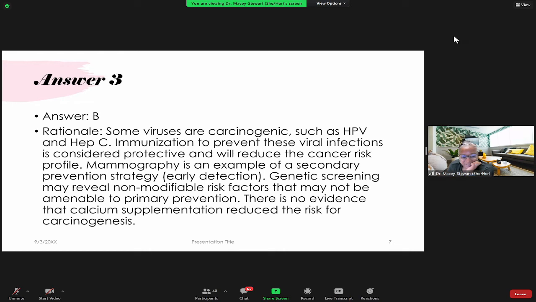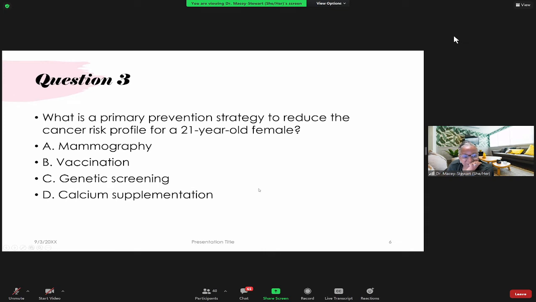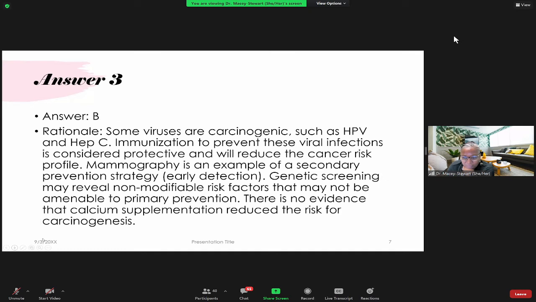Do you see why that's the correct answer? Yes. Right, so it's a 21-year-old patient. Remember, I talked about this in the pre-lecture. Vaccines, and I talked about HPV. All right.